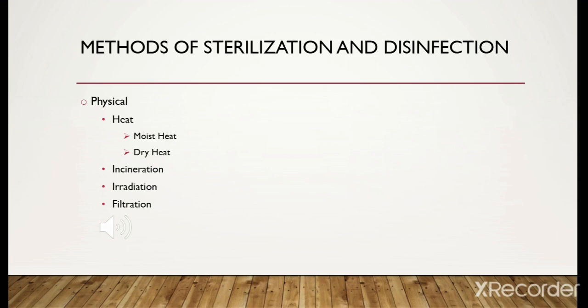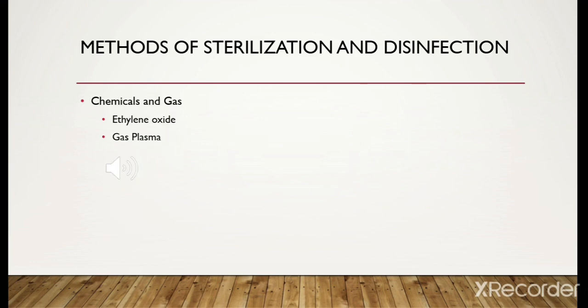Okay, the second method of sterilization and disinfection, which is chemical and gas. Under chemical and gas, we have ethylene oxide and gas plasma. Firstly, ethylene oxide is a toxic chemical that kills all forms of life. It is used to sterilize heat-sensitive devices. And being toxic, ethylene oxide is expensive and is used only for a limited time.